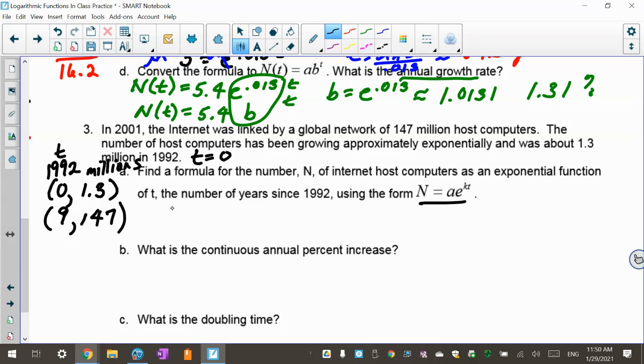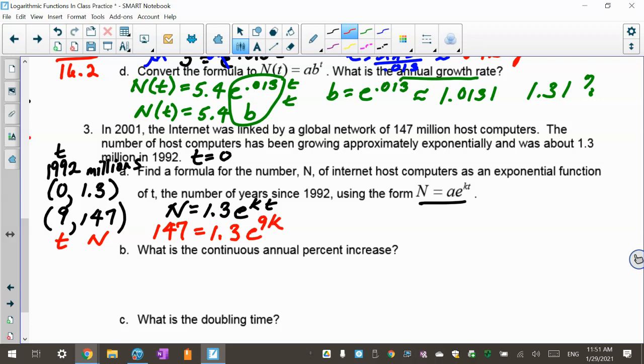So I'm going to start throwing in what I know. And I already know that the 1.3 is my initial value because that's when t is 0. So now I'm going to plug these into the formula. And remember, this is t and n. So I've got 147 equals 1.3 e. And I'm going to put the 9 in, but I'm going to switch them so it's 9k, not k9.